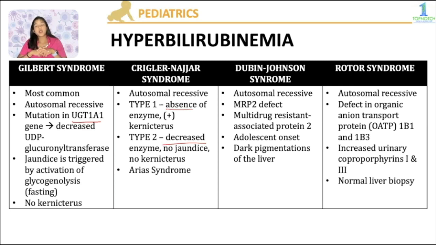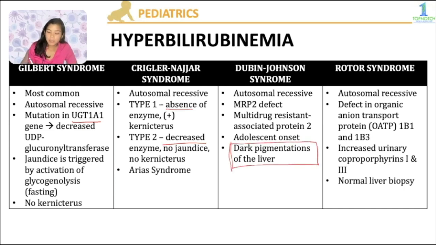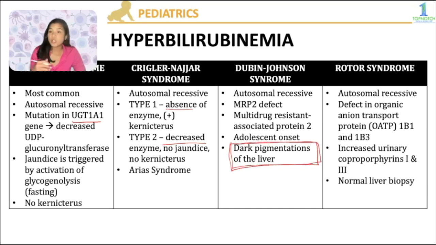Dubin-Johnson is a chronic but mild syndrome of hyperbilirubinemia that usually presents in adolescents. The most high-yield part of Dubin-Johnson syndrome is that on liver biopsy, it will show dark pigmentations of the liver. So yun lang yung one of the confirmatory things to differentiate Dubin-Johnson from the other syndromes. Lastly, your Rotor syndrome is quite similar to your Dubin-Johnson as well. However, on liver biopsy, it will be normal.